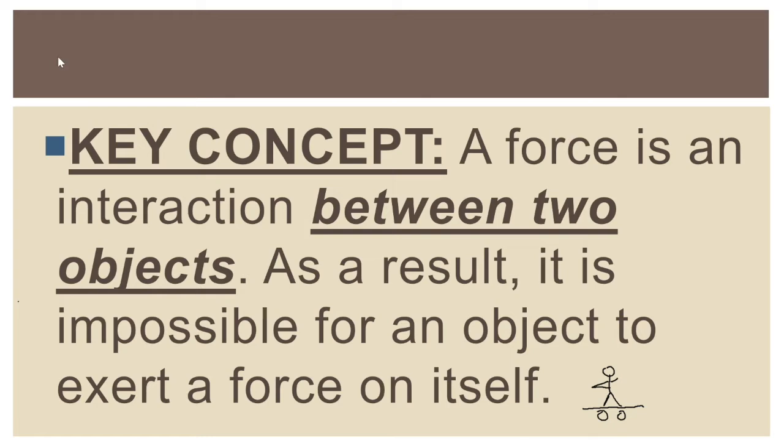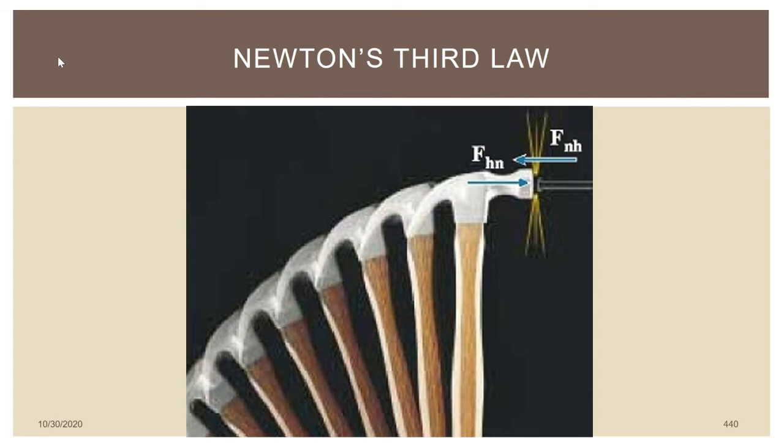Okay, so a very common example of Newton's third law is a hammer hitting a nail. And as you can see here from the diagram, essentially what this diagram is showing is that the hammer hits the nail and the nail hits the hammer.